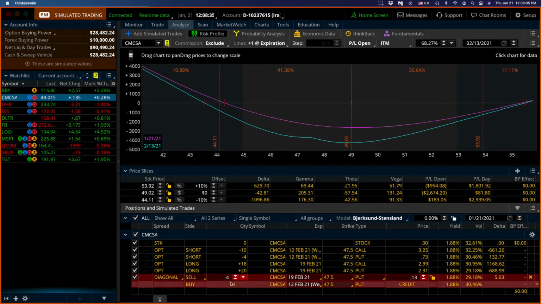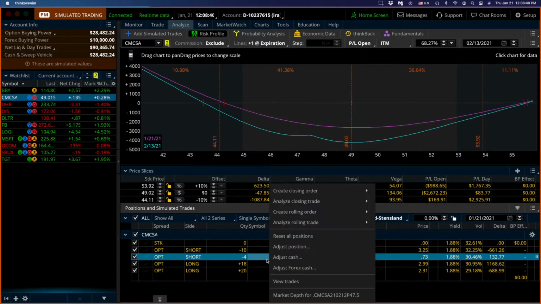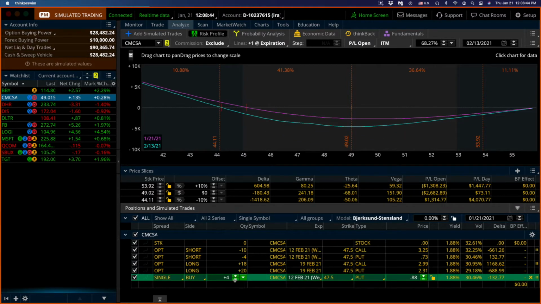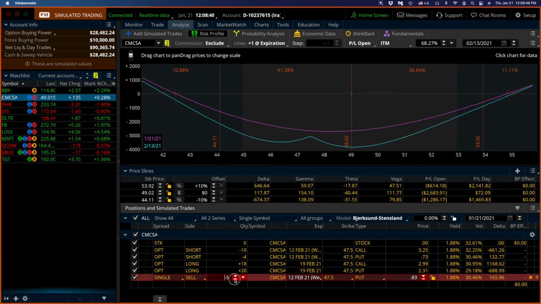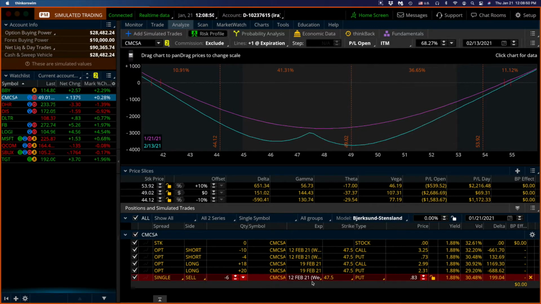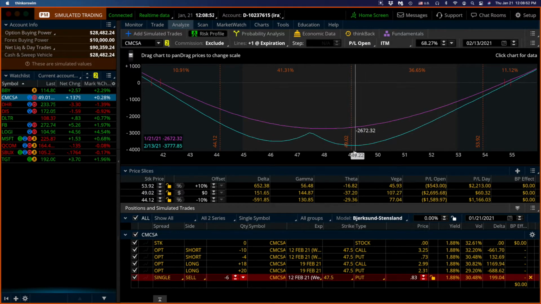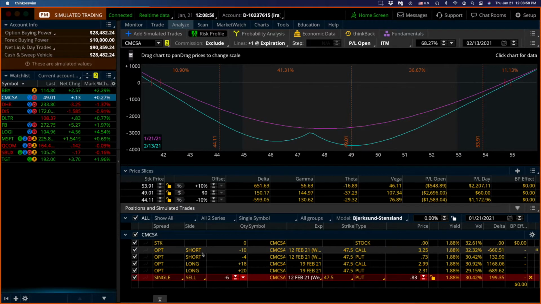We can do that. Wait a minute, I can just sell. Let me do it this way. Analyze closing and then revert it. We can sell as many as 6 puts at the same expiration, and now this becomes very bullish. 151 deltas. That's equivalent to 150 shares.